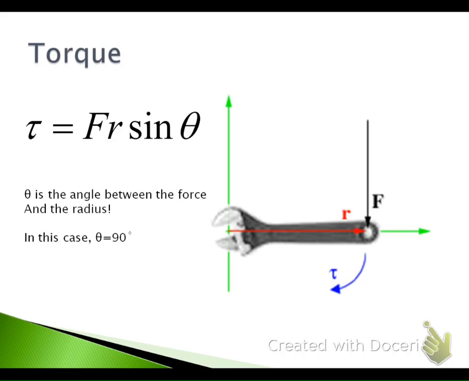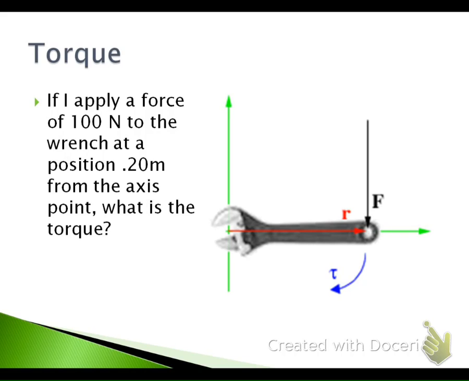As we apply that force down, the torque's going to end up going in the clockwise direction. So if I apply a force of 100 newtons to the wrench at a position 0.2 meters from the axis point, what's the torque? Find that torque. If I apply a force of 100 newtons to the wrench at a position 0.2 meters away, what's my torque?